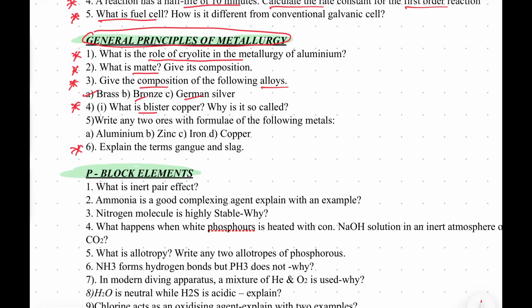Next one, what is blister copper? This is also asked so many times. Why is it so called? Okay. Last one is, see, what are the terms gangue, slag, right? This is a very important question, previously asked from metallurgy. Clear, friends? Any doubt in this? Yeah, go for the next one.